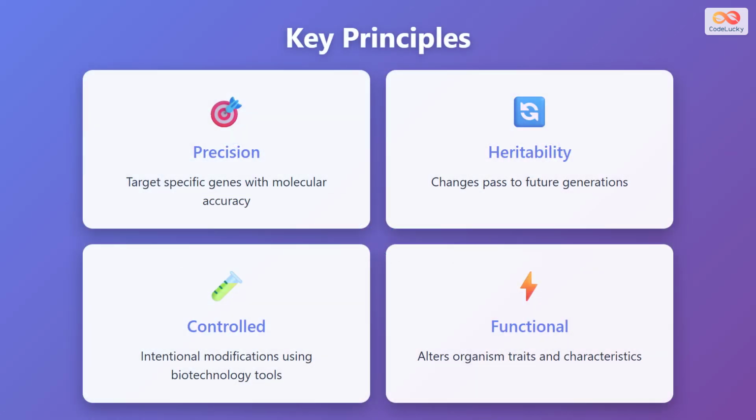Genetic engineering operates on four key principles. First is precision, which means scientists can target specific genes with molecular accuracy rather than making random changes. Second is heritability, meaning the genetic modifications pass on to future generations through reproduction. Third, these changes are controlled and intentional, using advanced biotechnology tools rather than leaving things to chance. Finally, the modifications are functional, meaning they actually alter the traits and characteristics of the organism in meaningful ways.